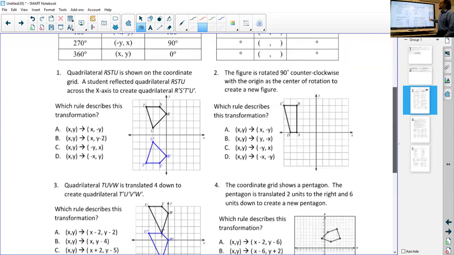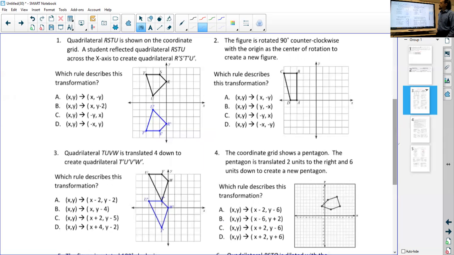Just to give you an idea, though, what did they look like? So there's a quadrilateral shown on the grid, and then they reflected it. What rule describes that? Okay, so reflection, we know either x or y is going to change. It says we're going across the x-axis, and remember our rule says if we go across x, it's all of our y values that are changing. We can also see that if we pick a point here, like 0, 3, now it's at 0, -3, so we went from (x, y) to (x, -y).